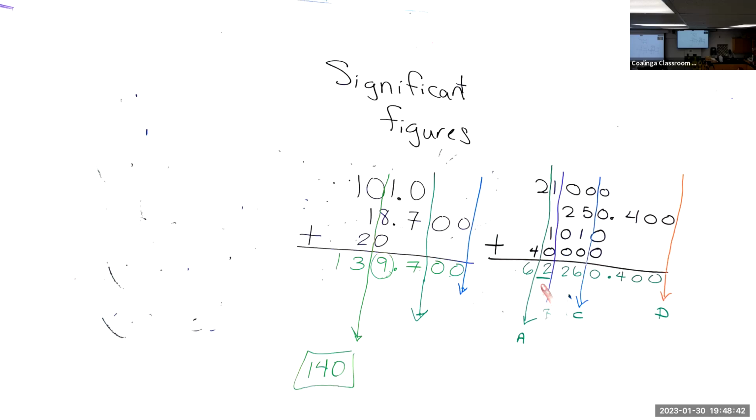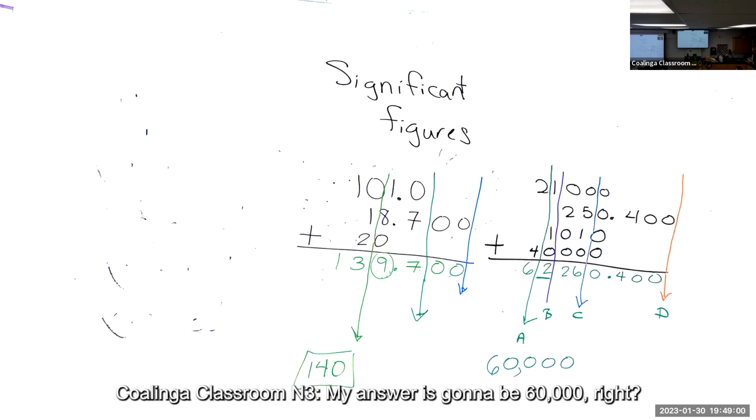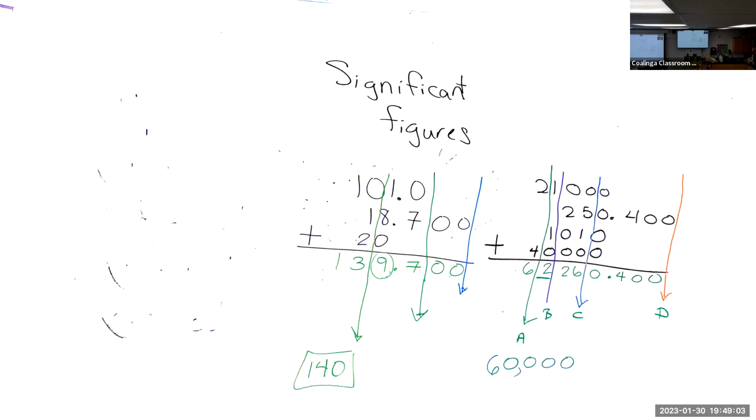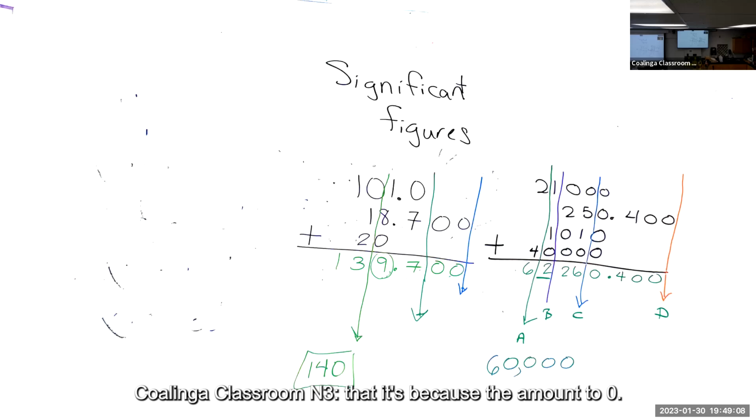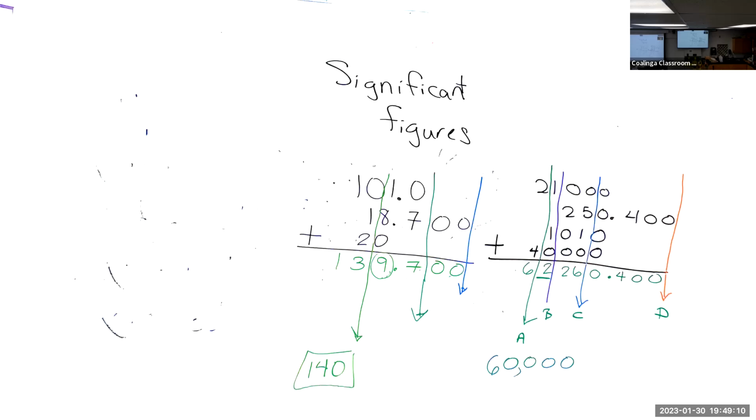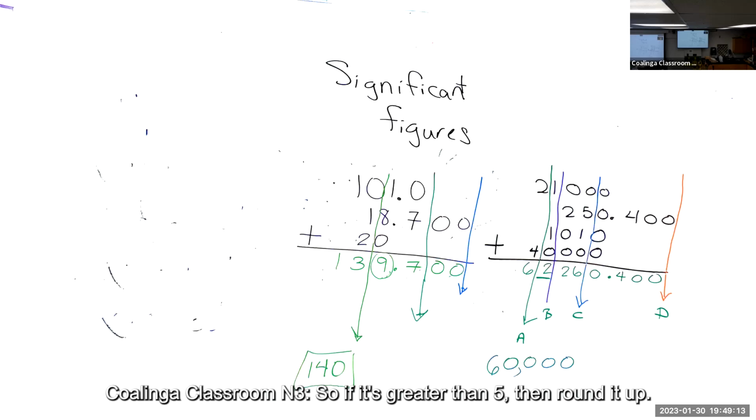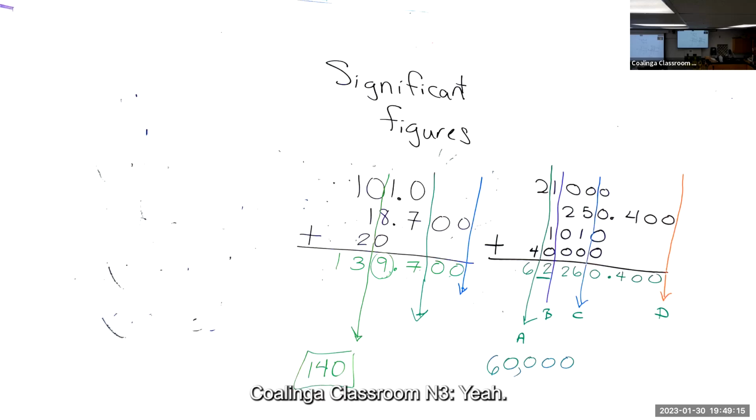So you told me I'm using this to round. It's 6-0. So you're telling me it's going to be 60? Okay. So my answer is going to be 60,000, right? It's because it rounds to 0. Gotcha. You round it down. So if it's greater than 5, then you round it up. Then it's 7. Yes.